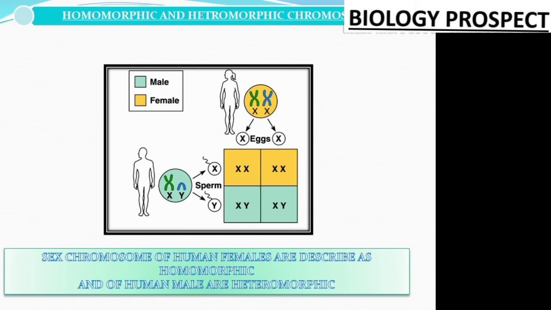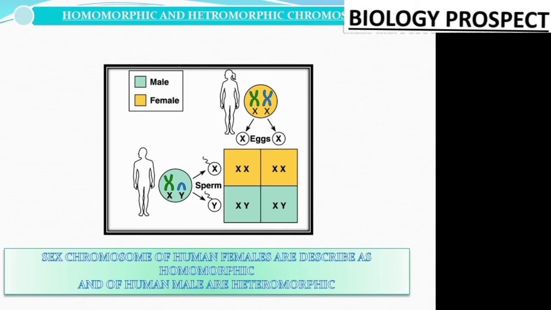In the human male, the sperm produced contains two different types of chromosomes. One is the bigger chromosome, with two arms or chromatids, that is the sex chromosome X. And the smaller one is known as the Y chromosome. So the larger one is the X chromosome and the smaller one is the Y chromosome.